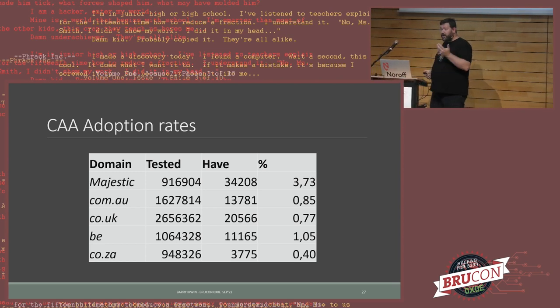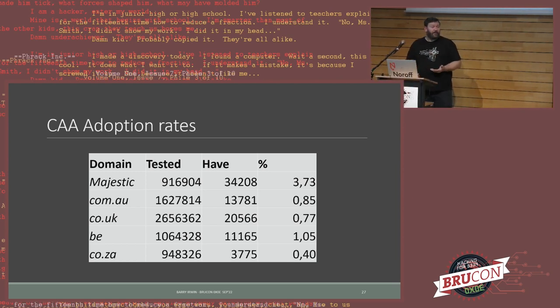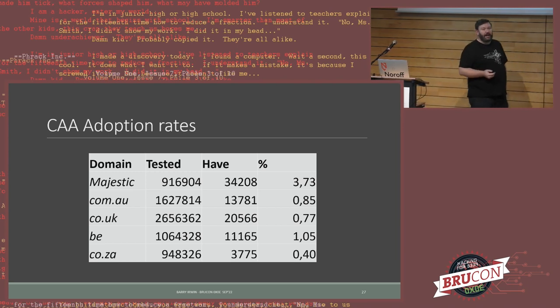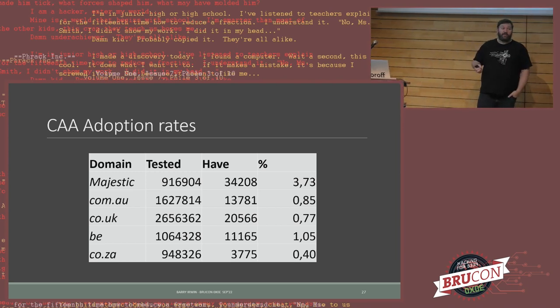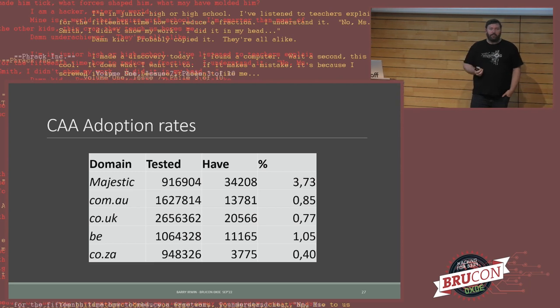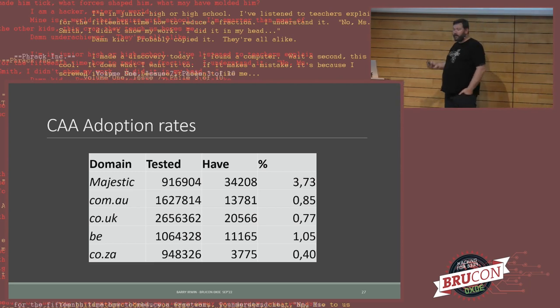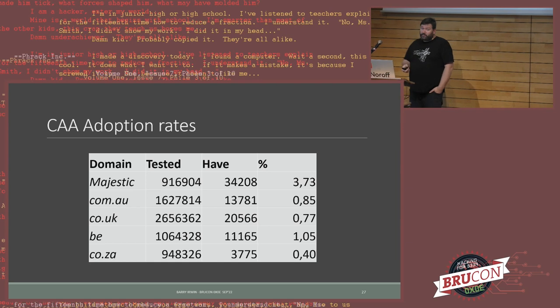Again, looking around, no one's really done much work on this. I found one study done in late 2019 that looked at what at that stage was the Alexa top 1 million, and it had around about the same kind of results as Majestic. So maybe things haven't really moved on.